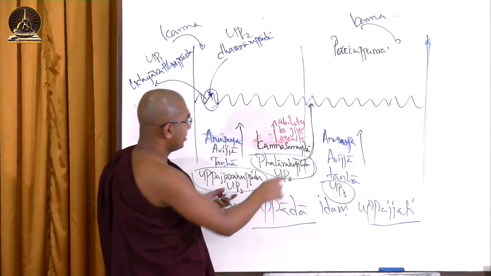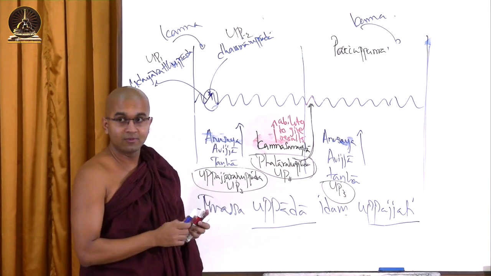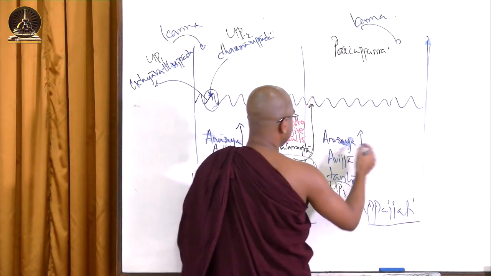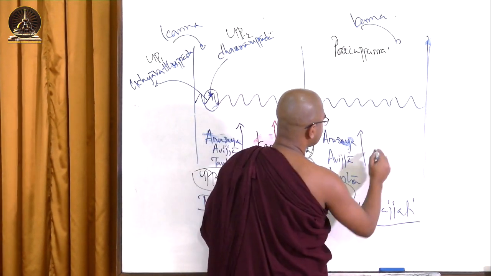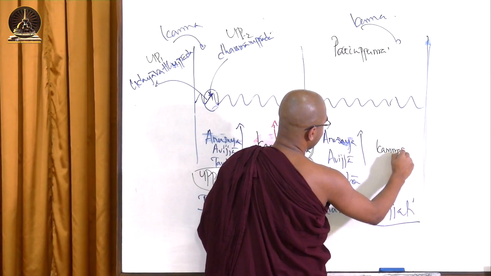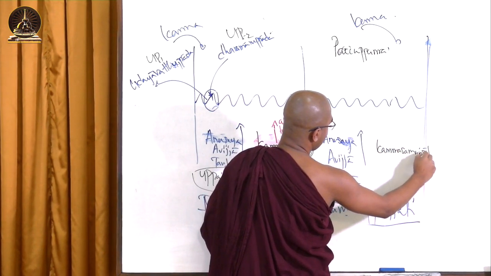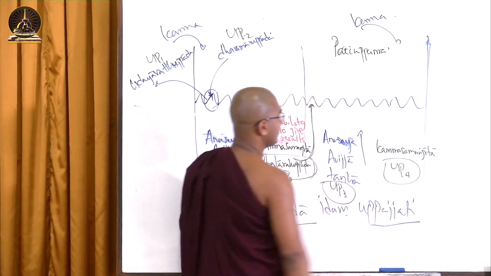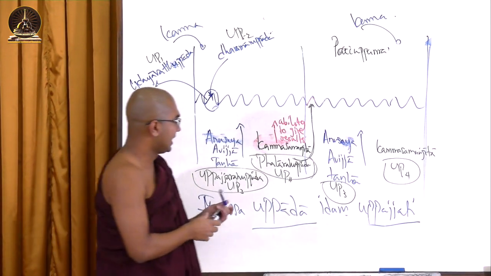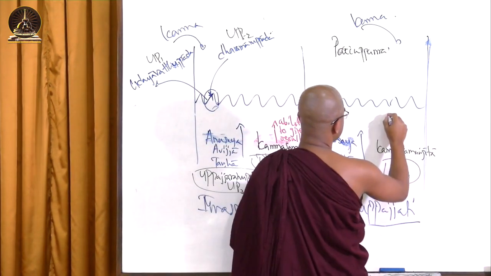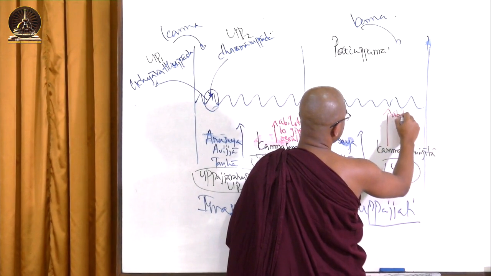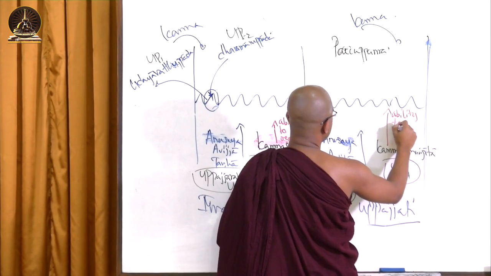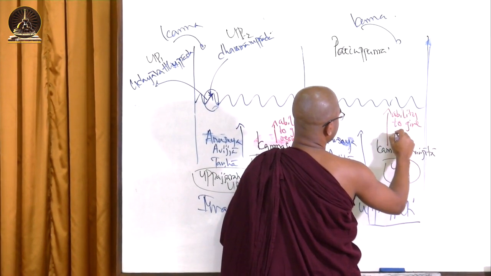So now, as long as this anusaya remains, what happens? All these kammas are still present in him to give result. So it's called kamma samangita. It's called UP4. Similar. UP4. And it has the ability to give results. Results mean vipaka and kammaja rupa. Ability to produce results.